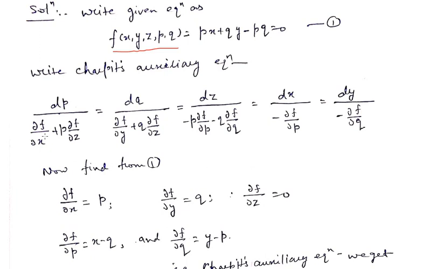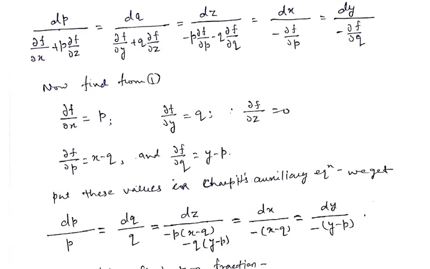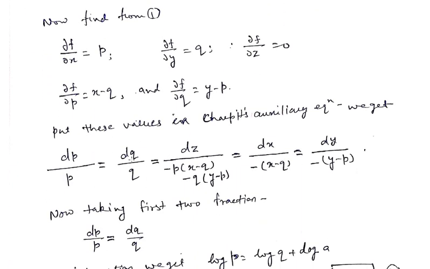Now put these values of the various derivatives in this Charpit's auxiliary equation. We get dp upon p equals dq upon q equals dz upon minus of (px plus qy minus pq... ) equals dx upon minus of (x minus q) and equals dy upon minus of (y minus p). Now from this equation we are to choose two fractions. Only two fractions we will select that give us a simple relation between p and q, or at least one of p and q.